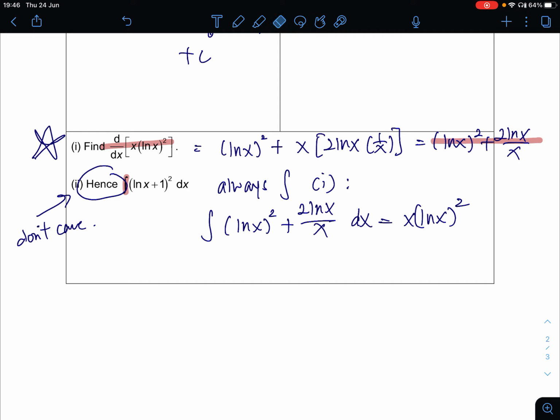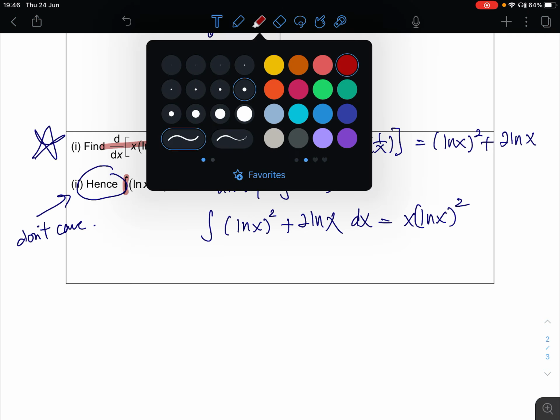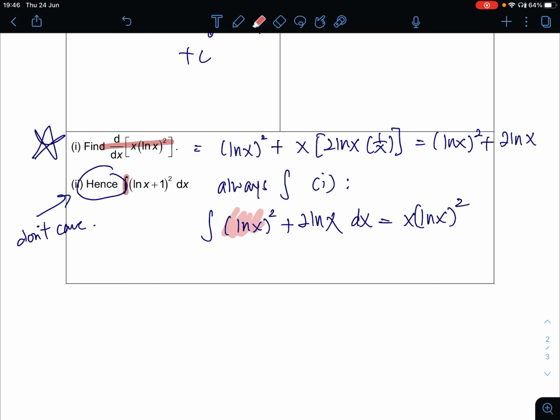Okay, I realize there's a mistake here. This should be 2 ln x. Okay, so this is 2 ln x. So once you have written this, then you think about this question. How do you change what you currently have to what the question wants?